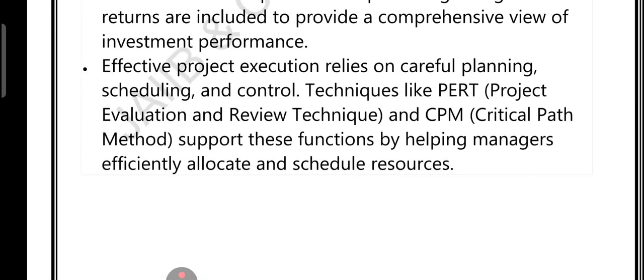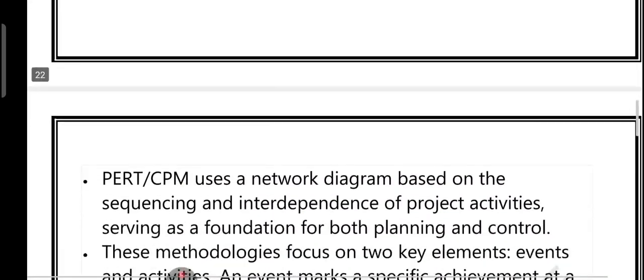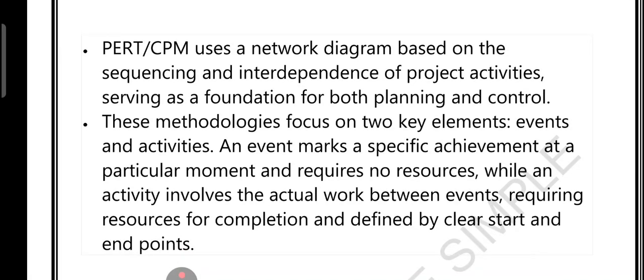Then we have PERT and CPM. Basically these are project planning tools. They help managers plan, schedule and control the project effectively. Both use network diagrams to show the order and dependency of the project activities. So they focus on two things. The first thing is the event, which marks achievement and needs no resource. The second thing is the activities, which are the real tasks that take time and resources between events.